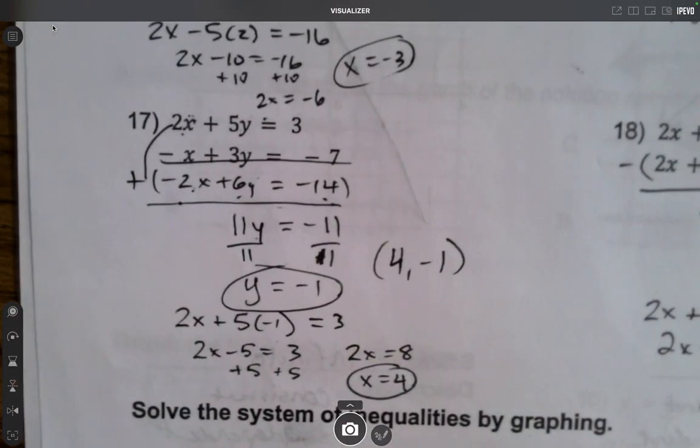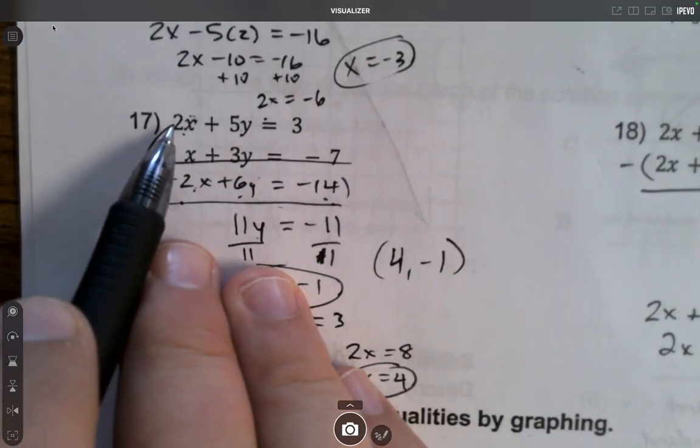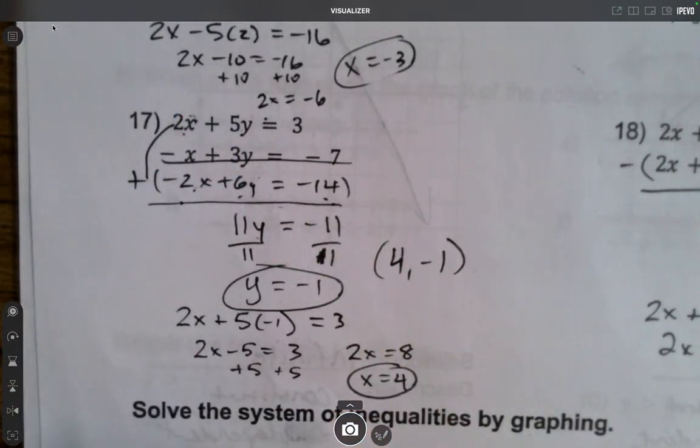Okay, 17 is the toughest of the group because none of the coefficients match. That's a 2 and a 1. I mean, it's a negative 1, but 2 and a 1. That's a 5 and a 3. So there's more than one way you can make these match, but in short, you have to multiply one or both equations by a number in order to make it so that at least one of the variables does match.